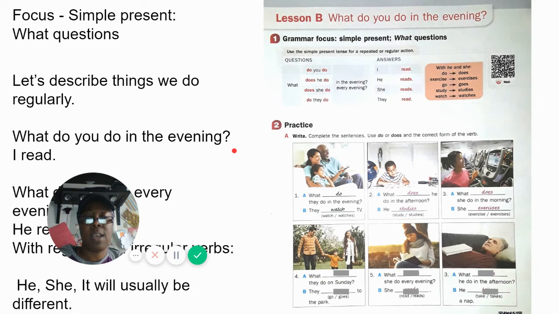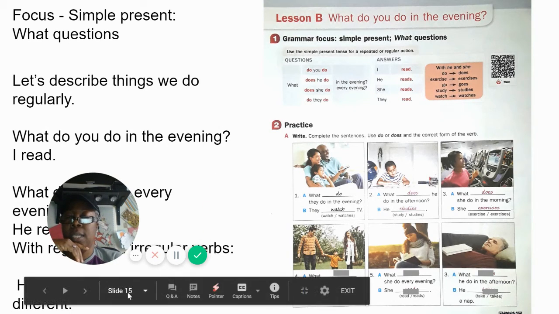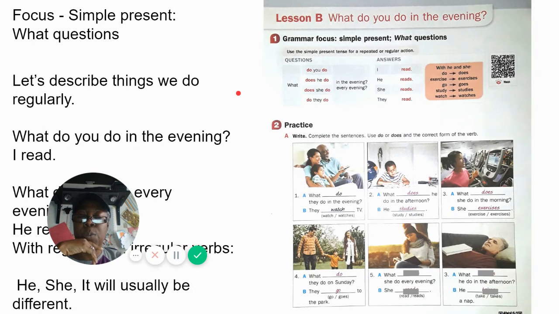Number 4. Okay, I'm not going to use the pointer for number 4. Our subject is they. What blank they do on Sunday? They blank to the park. Number 4, what do they do on Sunday? They go to the park. Okay. What do they do on Sunday? They go to the park.